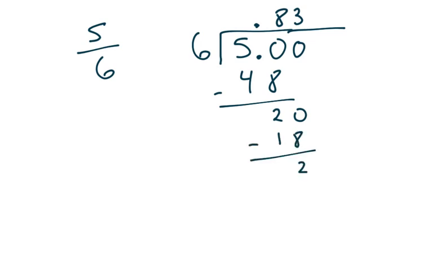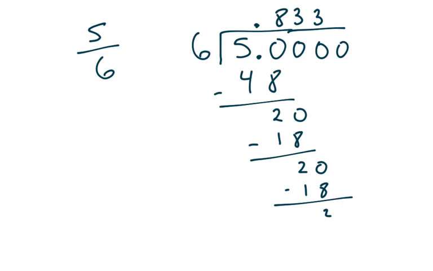I'm just going to keep doing long division. And then you're going to start seeing a pattern. So this is where it gets a little trickier. We just did this. We just got 20. Now we're going to do it again. So 6 goes into 20 3 times. 6 times 3 is 18. Subtract, I get a 2.